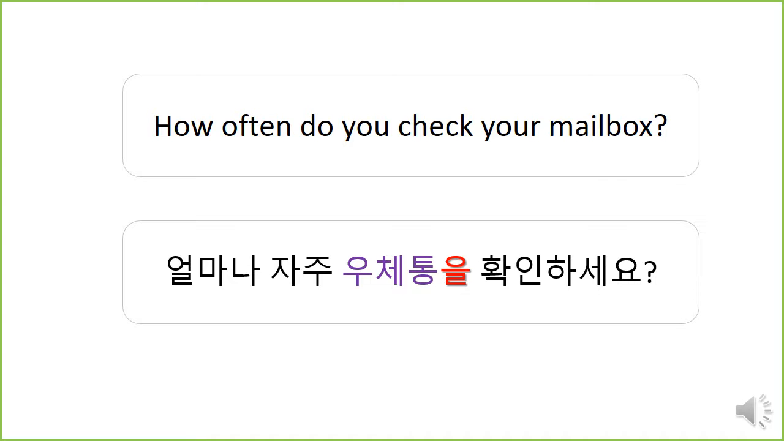How often do you check your mailbox? 얼마나 자주 우체통을 확인하세요? 우체통을 is the object and it has the object marker at the end, 을.